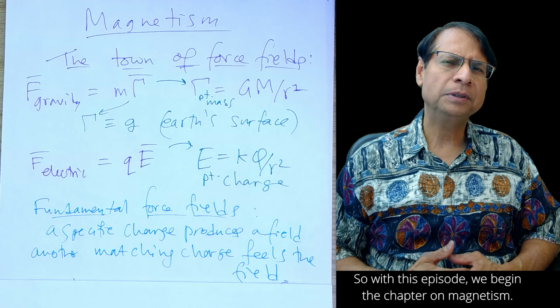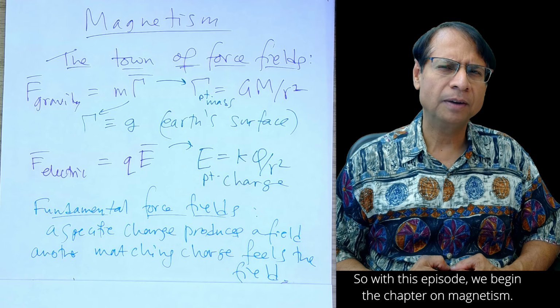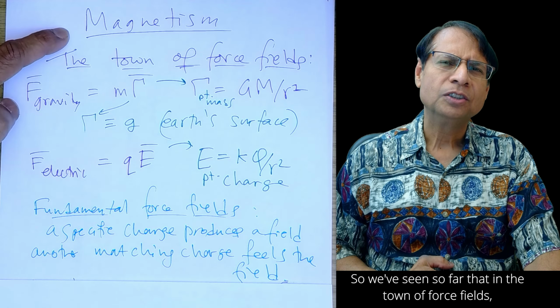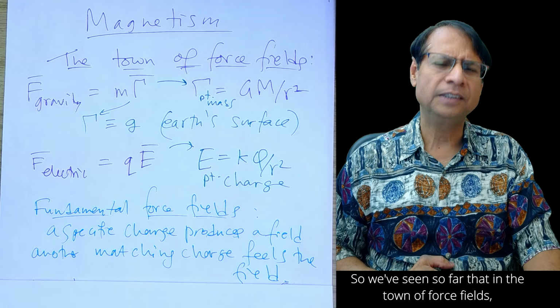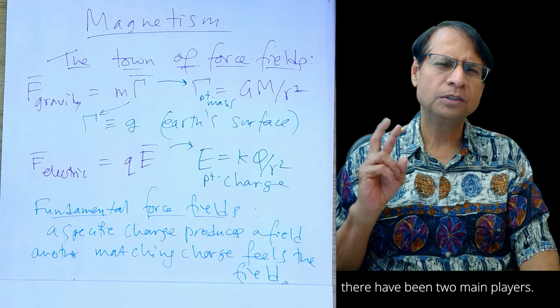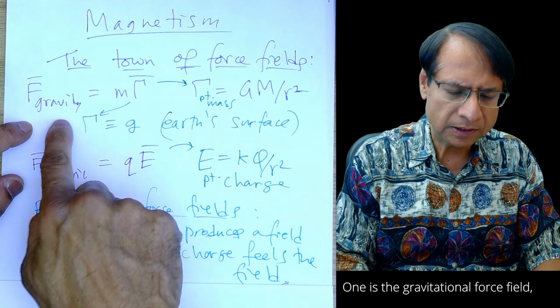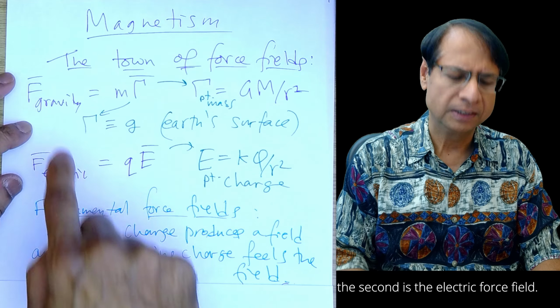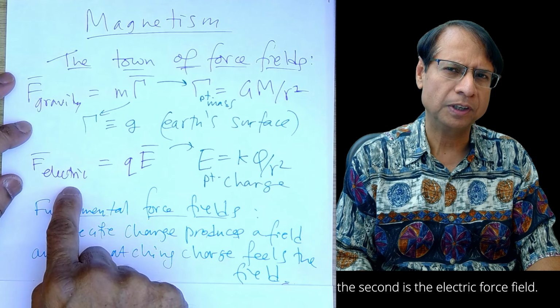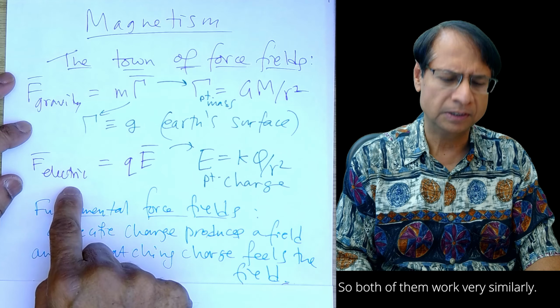So with this episode, we begin the chapter on magnetism. We've seen so far that in the town of force fields, there have been two main players. One is the gravitational force field, the second is the electric force field. Both of them work very similarly.